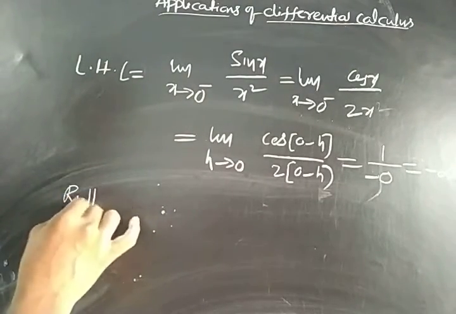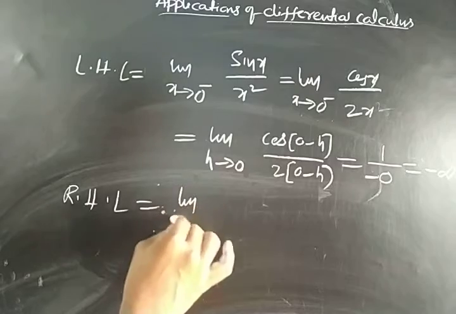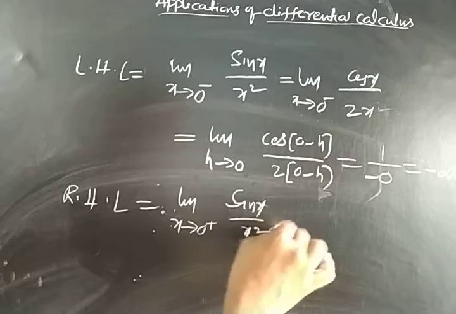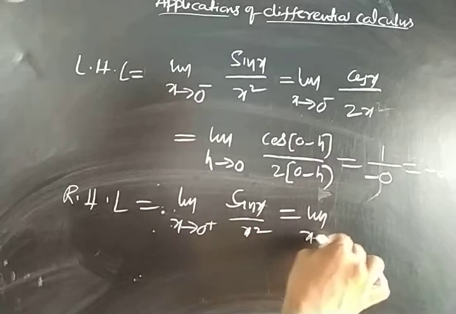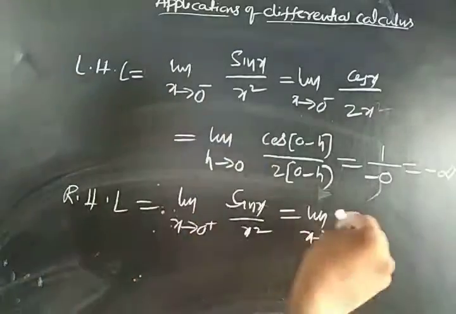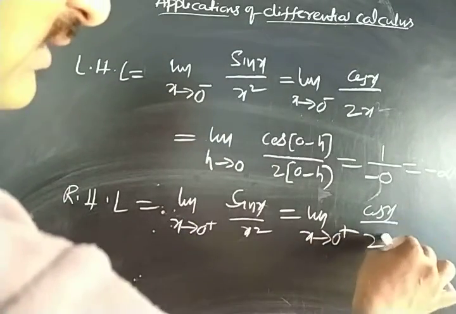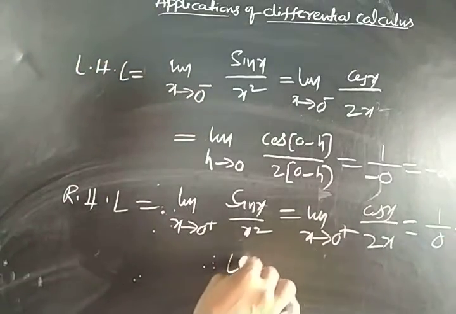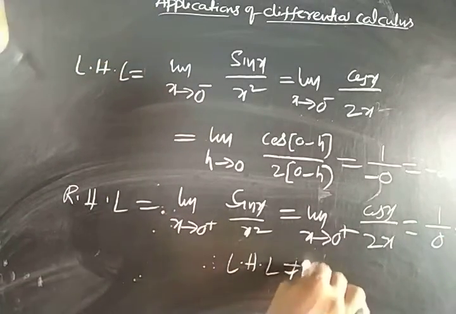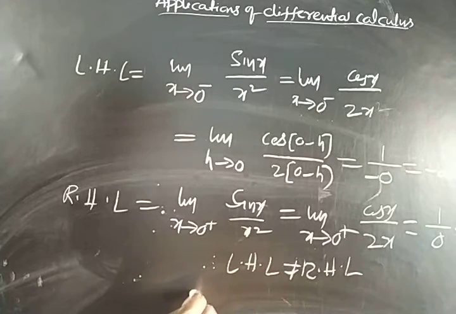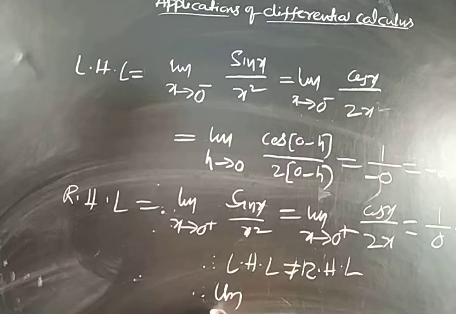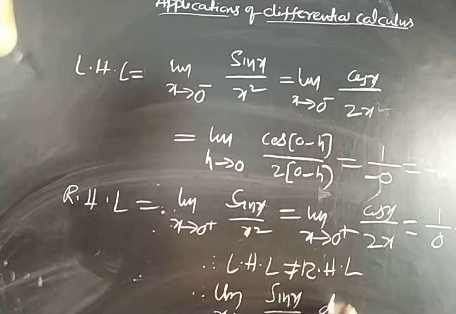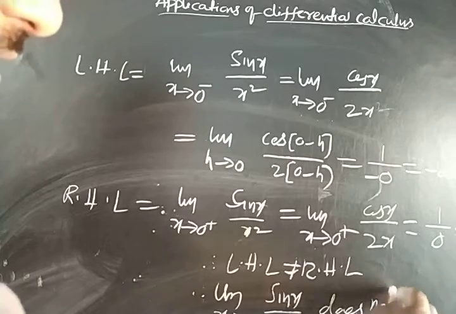I am finding the RHL at 0. Limit x tends to 0 plus of sin x by x square. Again by L'Hospital rule, limit x tends to 0 plus of cos x by 2x. By substituting, 1 by 0, this is plus infinity. Therefore, LHL not equal to RHL, so the limit does not exist. Limit x tends to 0 of sin x by x square does not exist, because the left hand limit and right hand limit are not equal.